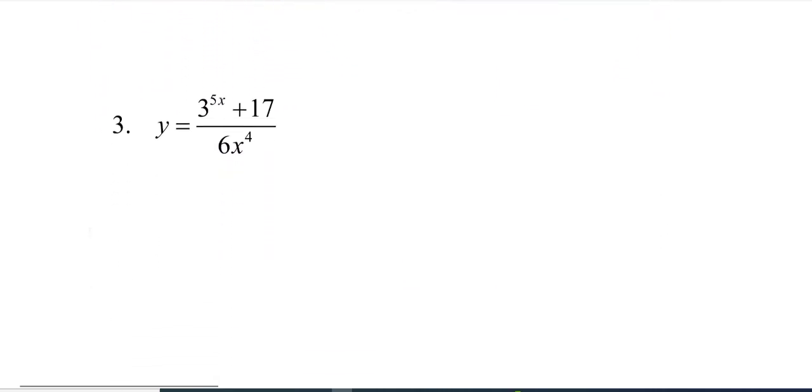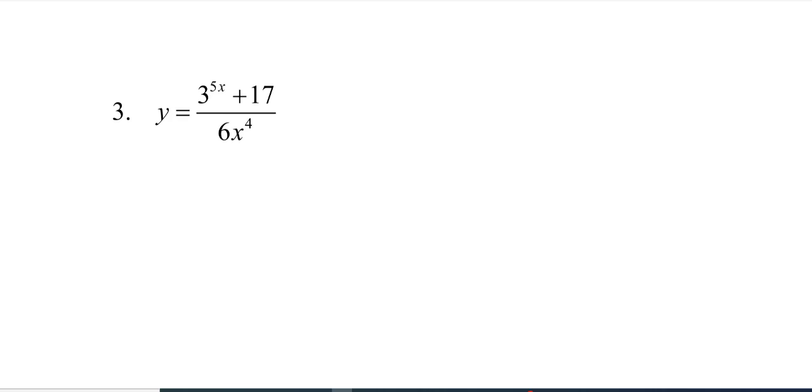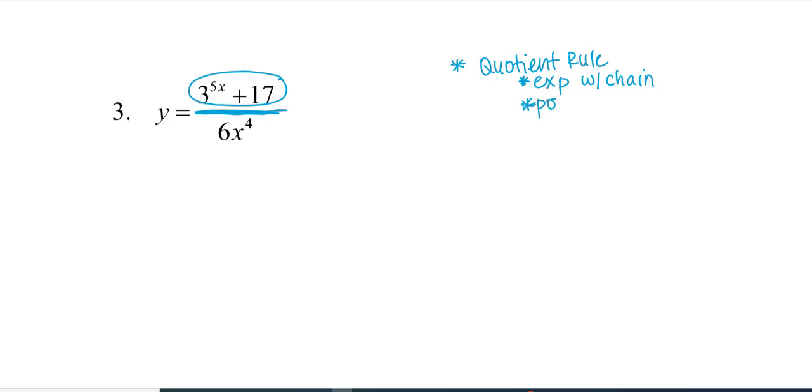Okay, one more. So let's take a look at exponentials when our base is not e. What if our base is a 3? All right, well, that's one piece of this. But overall, I see, and hopefully you see, quotient rule. And then within the quotient rule, when I need to do the derivative of that numerator, I then need the exponential with chain, and overall power rule for technically the 17 and that denominator. All right, so here we go.